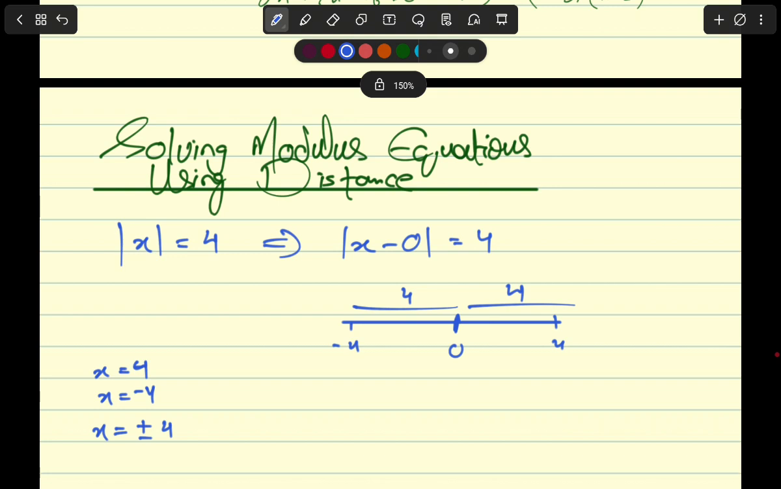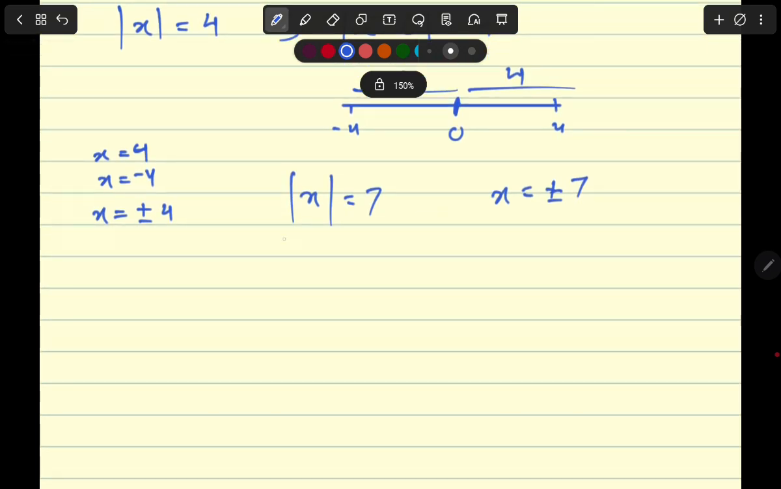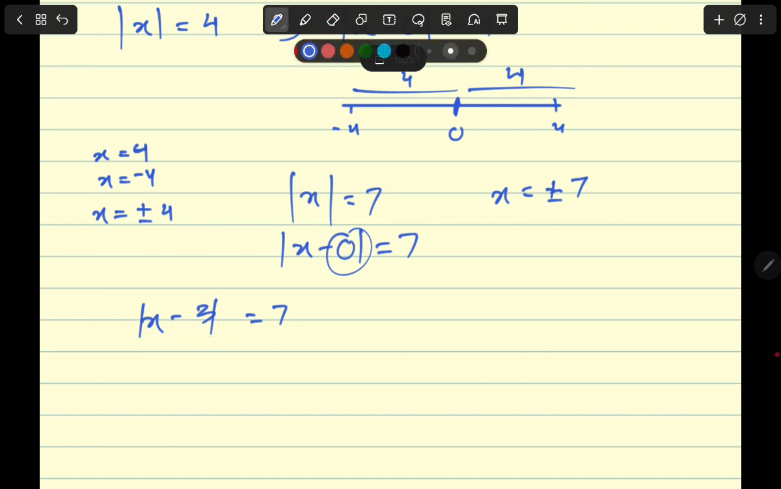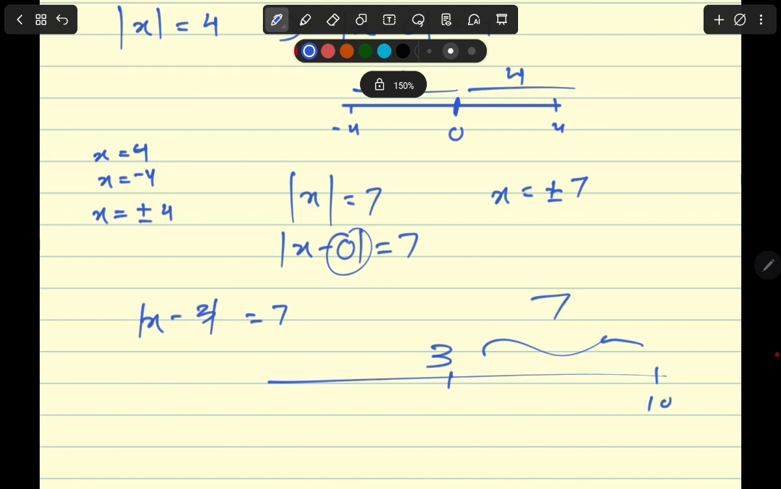So modulus of x is equal to 7. If I ask you quickly, you will give me the answer that x is equal to plus and minus 7. And this is the reason why we do it. Now, let's move beyond 0. So what if we have modulus of x minus 3 is equal to 7? Now we are asking for the numbers which are 7 units away from 3. So it is going to be 3 plus 7 and 3 minus 7, right? On a number line, if this is 3, 7 units here is 10, and 7 units here is going to be negative 4.